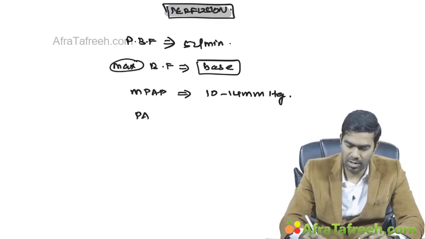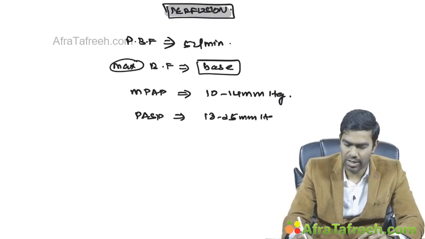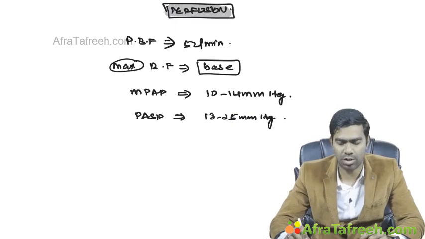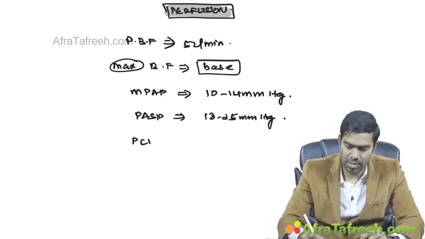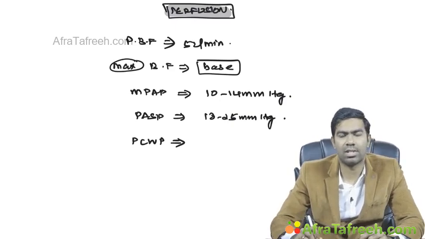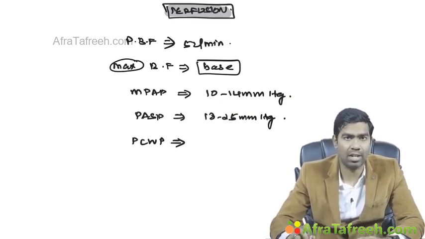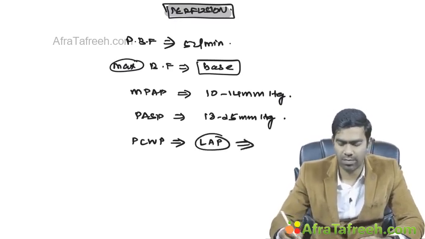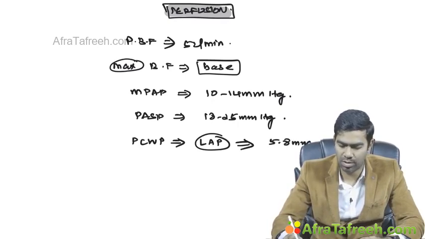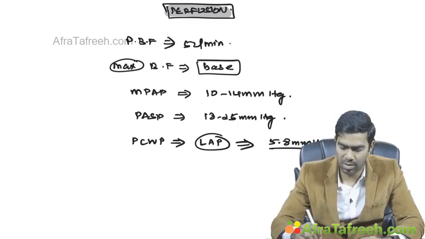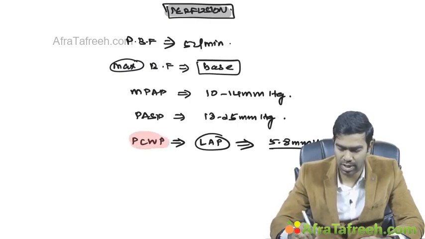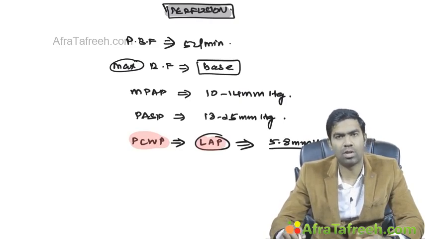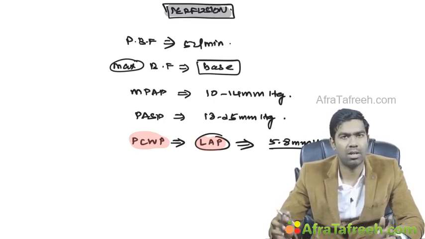Then you have pulmonary artery systolic pressure. The normal is 18 to 25 millimeters of mercury. If it exceeds 30 to 40, we call it pulmonary hypertension again. Then you have pulmonary capillary wedge pressure, which we have discussed in ARDS in a very detailed way, which is actually an indirect measure of the left atrial pressure, which is approximately 5 to 8 millimeters of mercury. This is a very important point. The pulmonary capillary wedge pressure is going to indirectly correlate with the left atrial pressure, or you can call this pulmonary capillary wedge pressure an indirect measurement of the left atrial pressure.